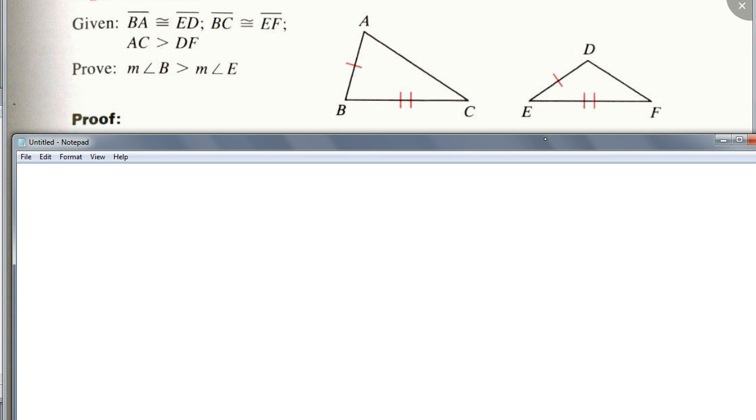AC would be less than DF if measurement angle B is equal to measurement angle E? Oh, they would be the same. They'll be the same. Why?